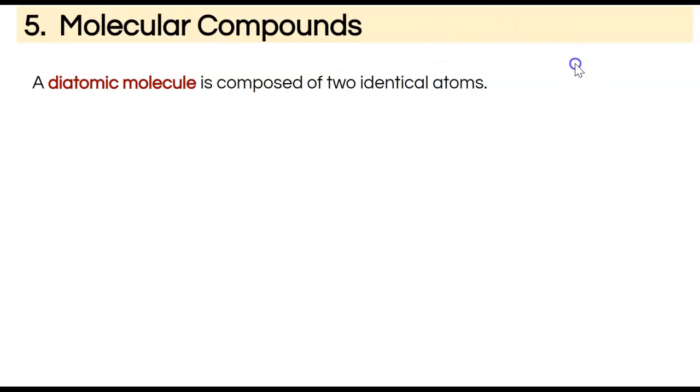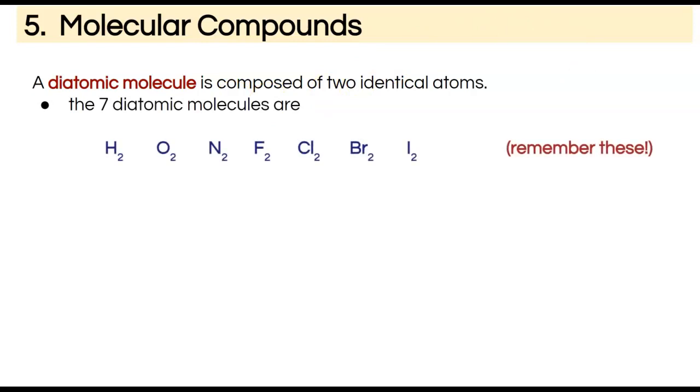They're like twins. So the 7 diatomic molecules that you need to know are these ones. Okay, hydrogen, oxygen, nitrogen, fluorine, chlorine, bromine, and iodine. So these are all diatomic. You're never going to see nitrogen as an atom existing in the world on its own. You're never going to see oxygen as an atom existing on its own. These are always going to be paired up. They're always going to be twinned. Okay, those are diatomic molecules.